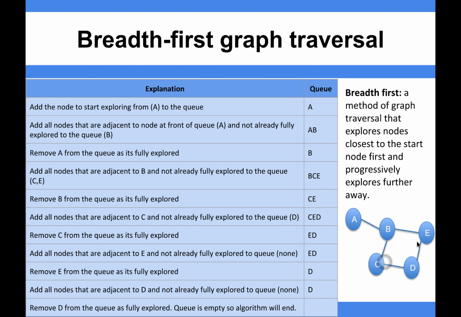Then I've got C and E, add all nodes that are adjacent to C and E that are not fully explored, which is D. So it becomes C, E, D. Then we remove C, because C becomes fully explored because I've seen D. So it becomes E, D. Add all nodes that are adjacent to E and not fully explored. We'd already done that, but I just didn't realise till I checked. Remove E from the queue because that's now fully explored. I've got D. Add all nodes that are adjacent to D, and there aren't any. Remove D from the queue because it's now fully explored.